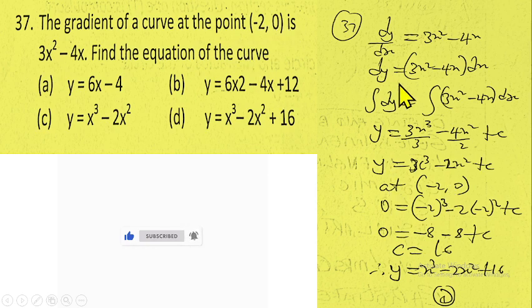At this point, you can find the value of our c. At this point, x is minus 2, y is equal to 0. If you put that into this, you have 0 equals minus 2 cubed minus 2 into minus 2 squared plus c. Minus 2 cubed is minus 8. Minus 2 squared is 4. 4 times minus 2 is minus 8, plus c. So technically, minus 8 minus 8 is minus 16. Take it to the other side, that will be c equals 16. Then if you return that, you'll have y equals x cubed minus 2x squared plus 16. So that means the equation we are looking for is this equation, and option D is the correct option for question number 37.